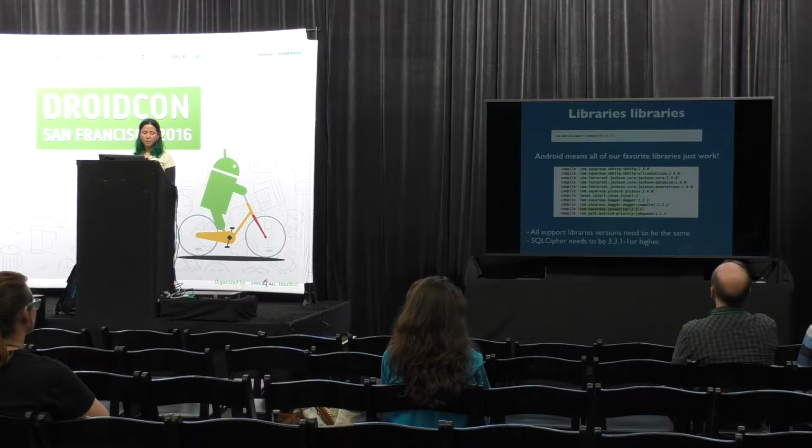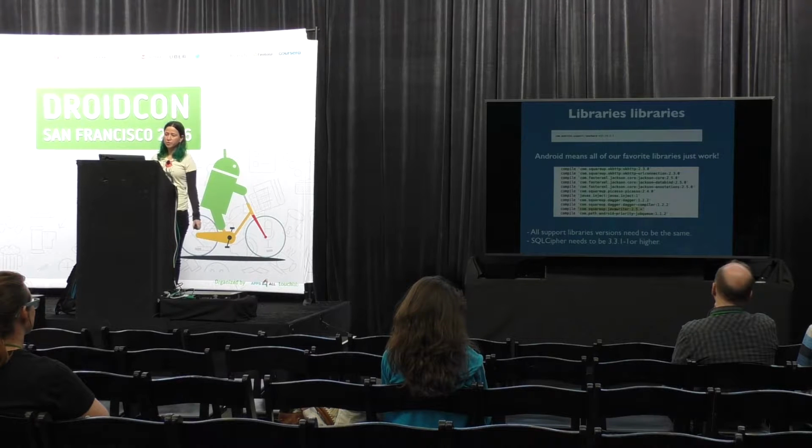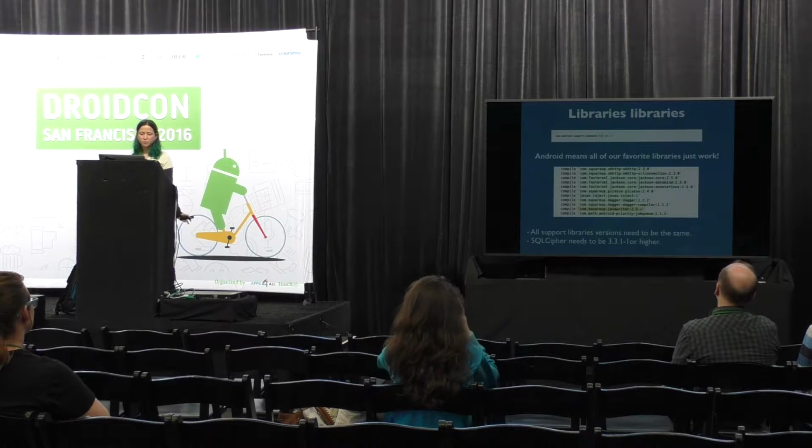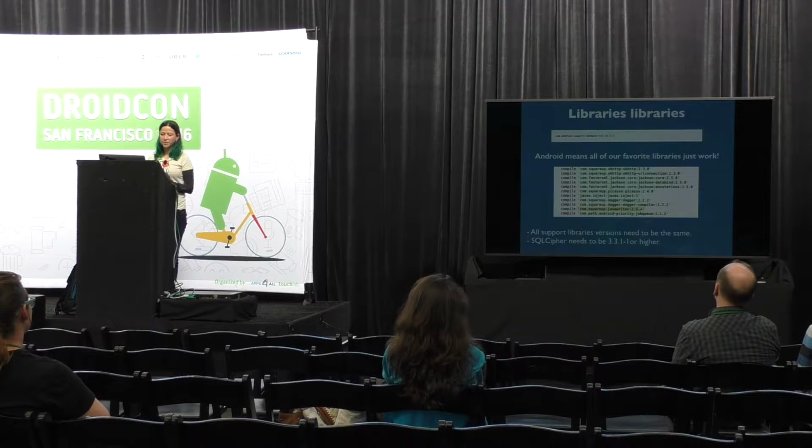The support library version is 23.2.1. I did have issues with earlier versions. They didn't mesh well, but right now it looks like everything is working. And full Android just means that all the other libraries that I used before just work. So things like Dagger, Picasso, or Retrofit, Green DAO, everything just out of the box.